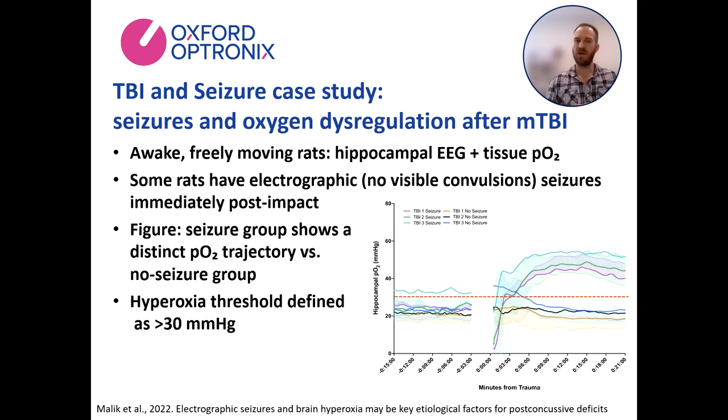The team here recorded hippocampal EEG and tissue PO₂ in awake, freely moving rats. Some animals show electrographic seizures right after impact, even without obvious convulsions. And what you can see here is that the seizure group follows a distinct oxygen trajectory that is much higher compared to the non-seizure group. They also were able to define hyperoxia as greater than 30 millimeters of mercury, which helps anchor interpretation. So this slide is the setup, and the next slide is whether they test whether the oxygen piece is just a passenger or actually part of the mechanism.